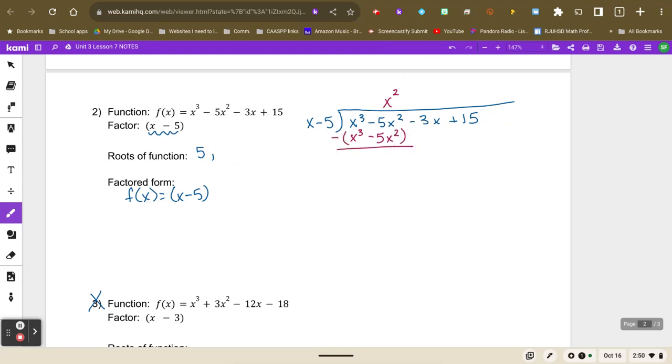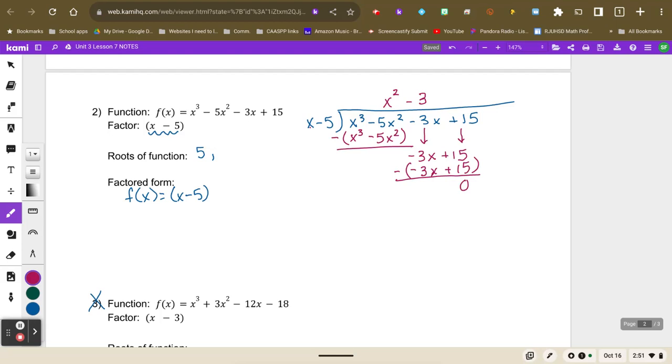It gives us 0. So we're going to bring down our next one. And because a binomial cannot go into a monomial, we bring down the next one too, so plus 15. We want x to go into negative 3x, so we're going to multiply it by negative 3. Negative 3 times x is negative 3x. Negative 3 times negative 5 is a positive 15. And if we subtract it, we're going to get 0.